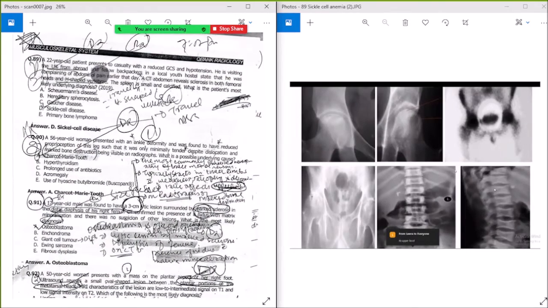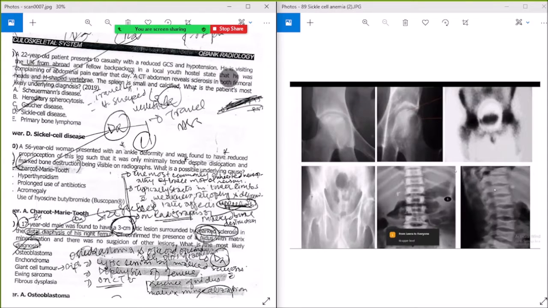A 22-year-old patient presents to casualty with reduced GCS and hypertension. She is visiting the UK from abroad, and fellow backpackers in the local youth hostel shared that she was complaining of abdominal pain earlier that year. Sclerosis in both femoral heads and H-shaped vertebrae on spinal imaging. What is the most likely diagnosis? Sickle cell disease.